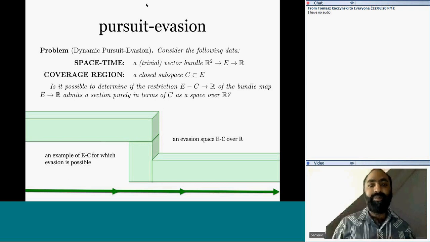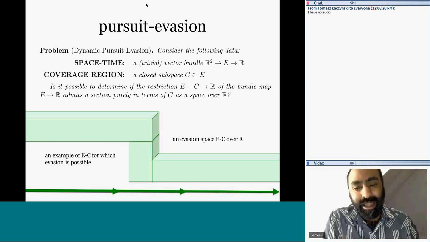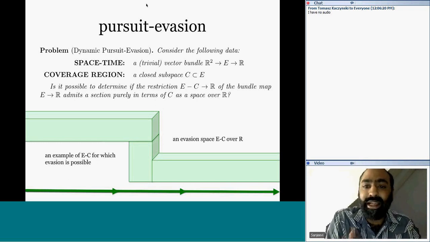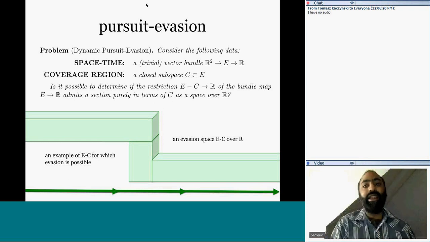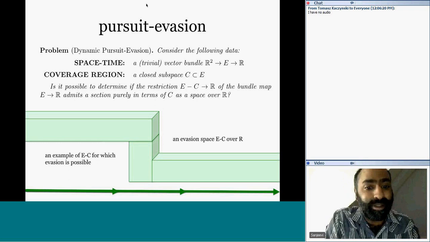Okay, so to give a mathematical formulation to this problem, instead of having a plane as my ambient space, let's take a space-time. Okay, so this is a very silly space-time. I'm just looking at R2 cross R. Or in fancier terms, I'm looking at a vector bundle over R with fiber R2. The coverage region is a subset of this space-time, a subspace of my vector bundle. And the question is, if I look at the complement of my region in my space-time, does that complement, as a space parameterized over the timeline, admit a section? That tells me whether I have an evader that can intelligently move about in such a way so as to avoid sensors at all times.